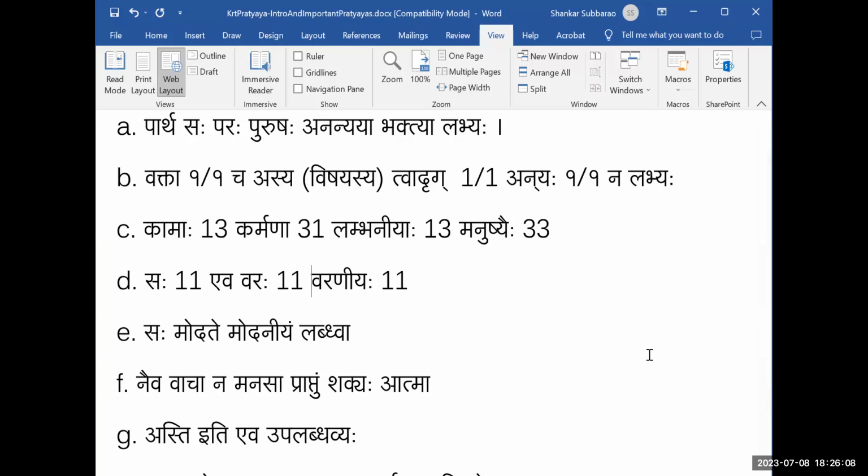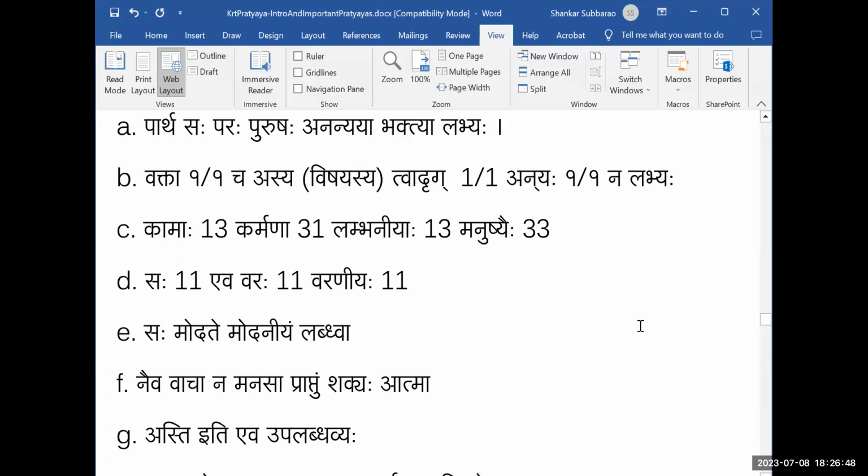Okay. Who will take the next one? Somebody who has not done so far. We'll give a chance to somebody who wants to do it the first time. Saha modate modaniyam labdhva. Come on. There are so many of you who are capable. Somebody should raise your hand. So difficult? Okay, Manjula, try. Please unmute yourself first.